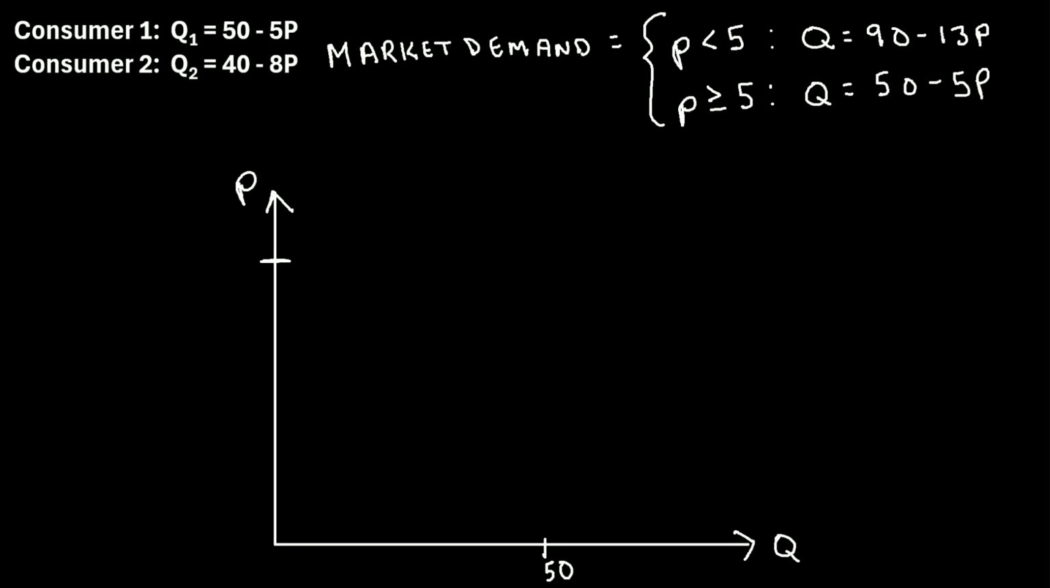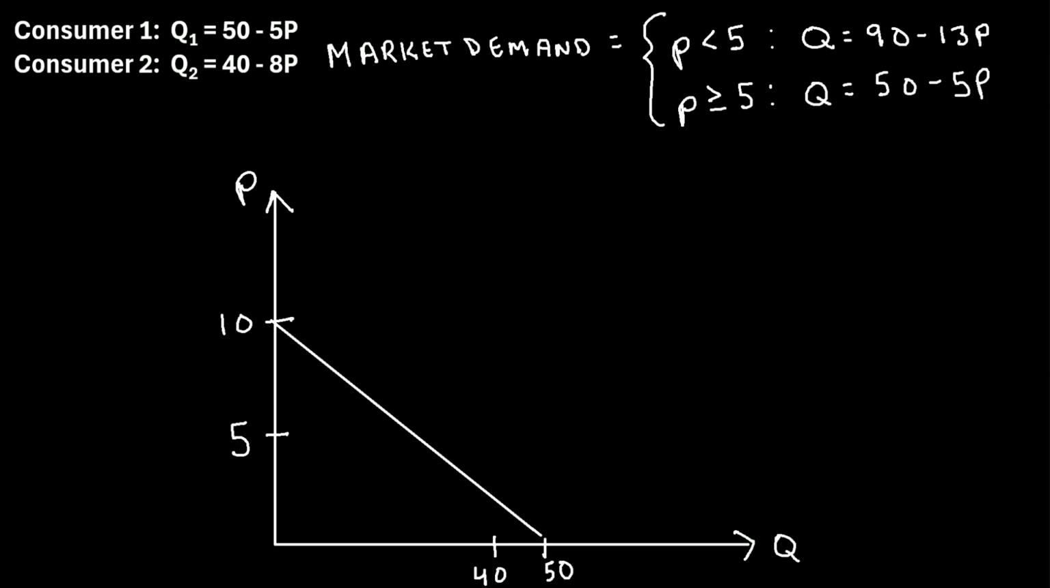And similarly, where will it cross this axis right here? So this is the point where q is equal to 0. So if we plug in a 0 right here, we'll find that p is equal to 10. So let's say that's right about here. And then we can do the same thing for consumer 2's demand function. So if we plug in a 0 for p, we get q is equal to 40. So let's say that's right about here, 40. And then if we plug in a 0 for q, we find that p is equal to 5. So p is equal to 5, let's say right about here.